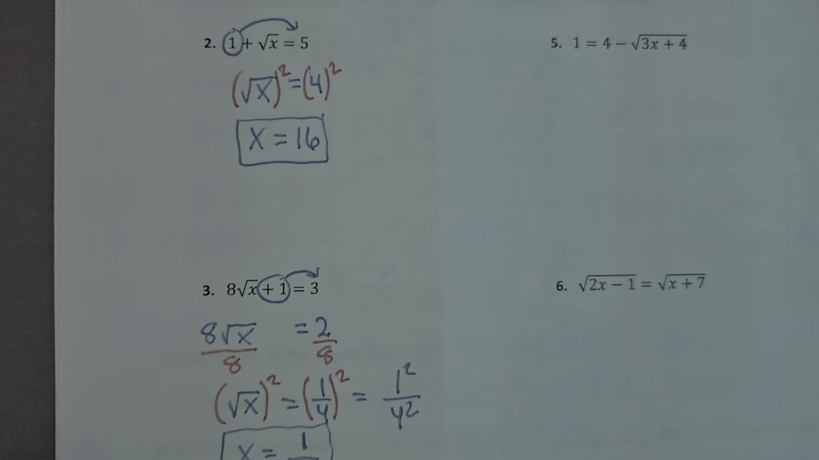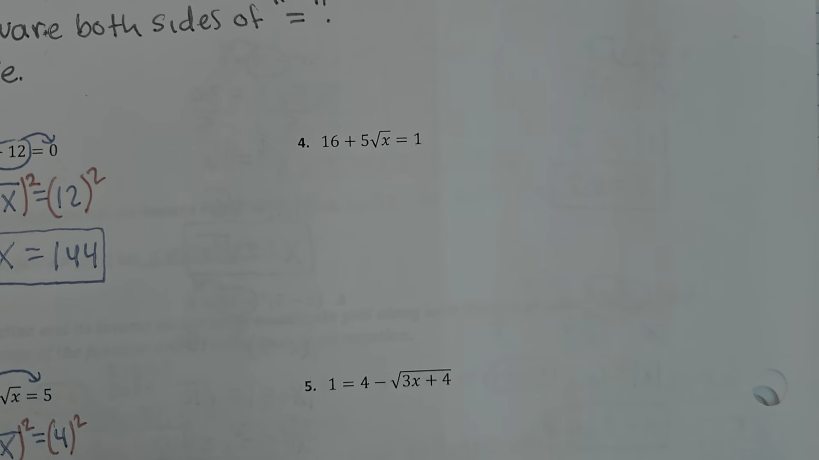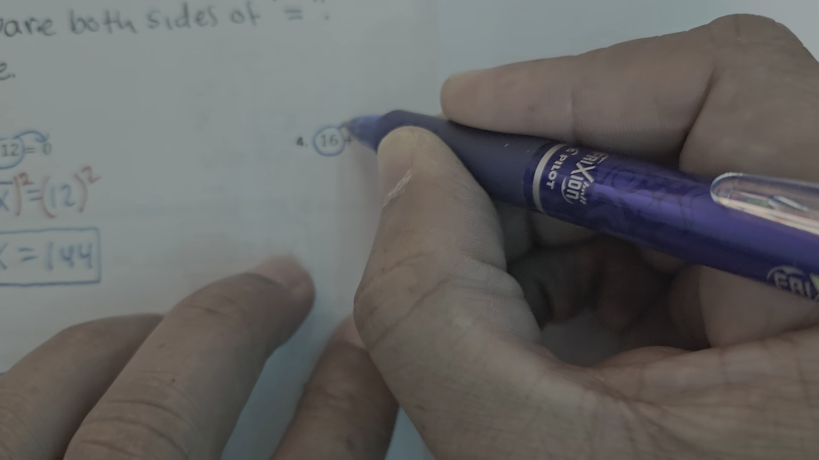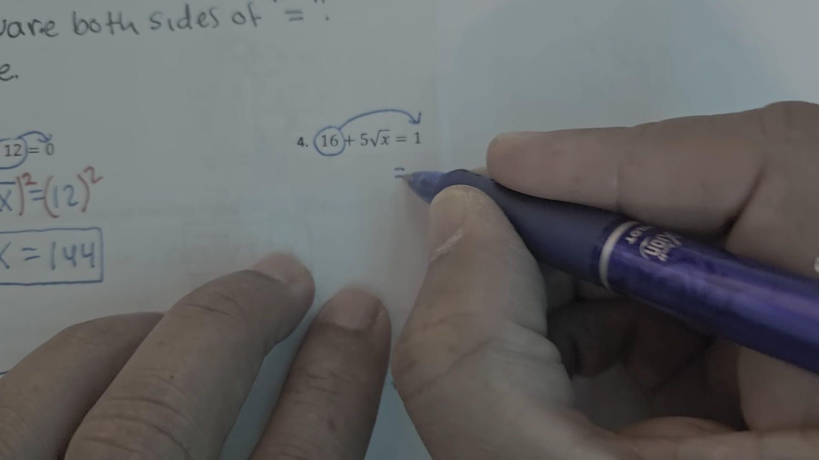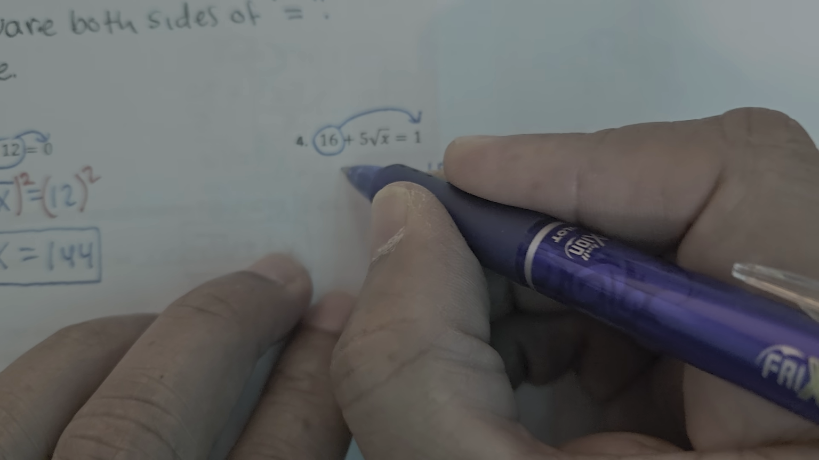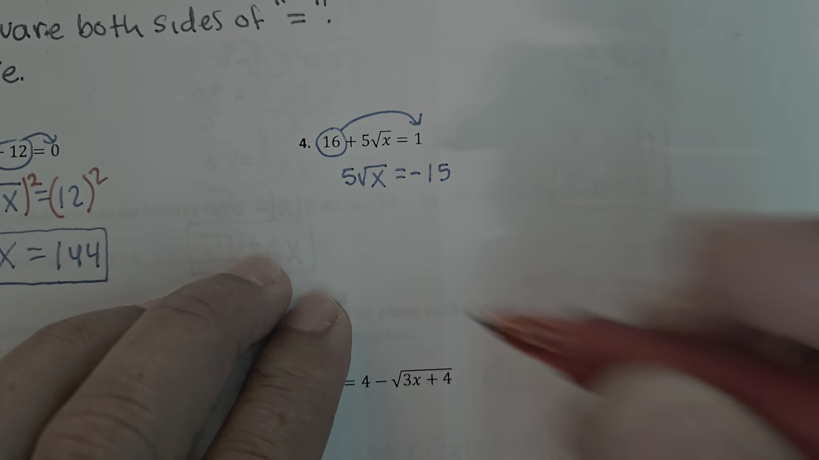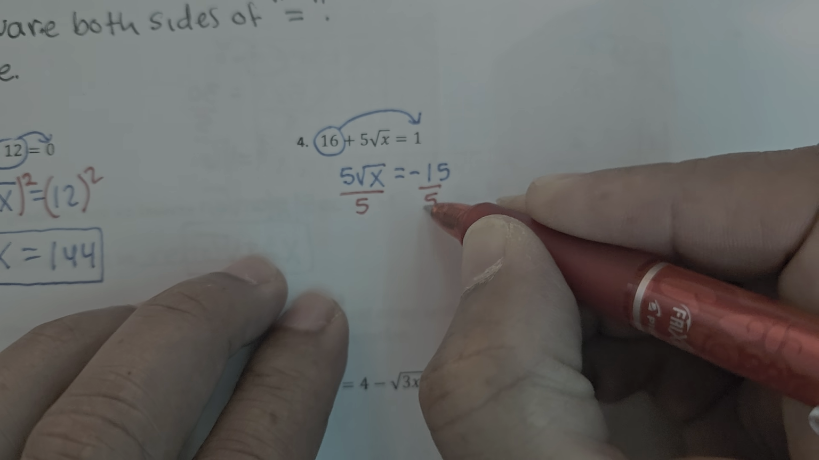Let's go to example number 4. I'll be done maybe in less than 5 minutes. Okay, for example number 4, again, there's a 16 on this side. I'm going to move that 16 to the other side by subtracting 16 from 1. So then that becomes a negative 15. Then we have a 5 in front of the square root of x. So we divide by that 5. So we have the radical by itself.